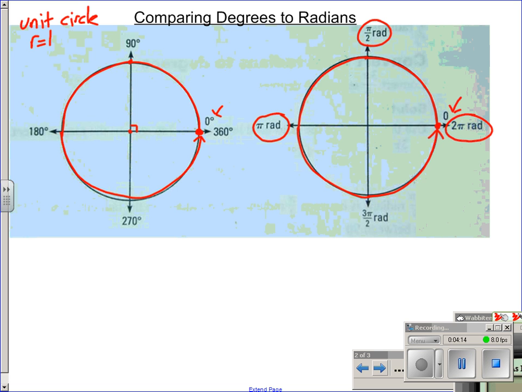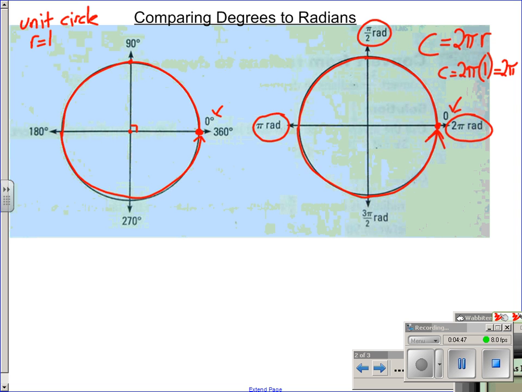Now, where this comes from, if you think about the definition of a radian, it has to do with arc length. If you go all the way around the circle, that distance is the circumference, which is 2 pi times the radius. This is a unit circle. It has a radius of 1. 2 pi times 1 is just 2 pi. So as far as a radian is concerned, you go all the way around the circle, you went 2 pi radians. All right?